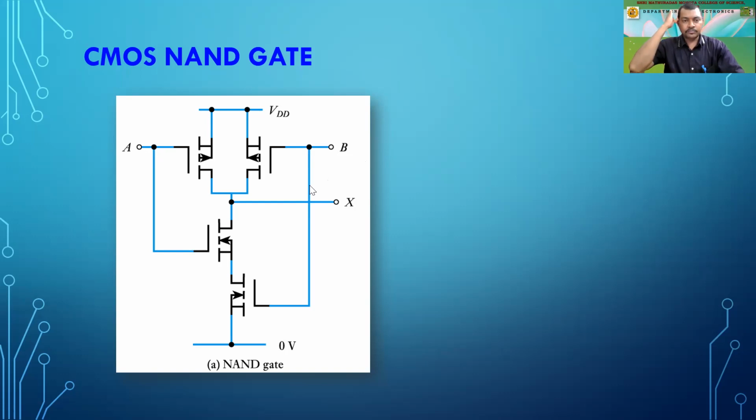Okay, now how does it work? We will go as we read in the truth table. The initial level is 0 0, right? So when both are 0, these two transistors, the upper MOSFETs, are going to work. So both these transistors will be on.